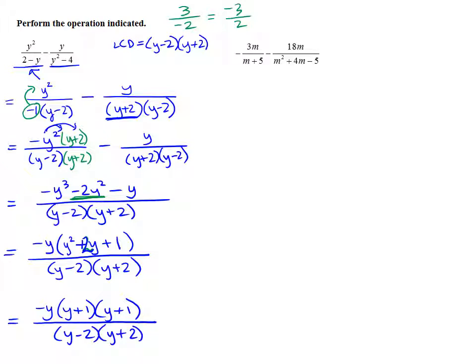So we were able to factor not only something common, but we were able to factor the trinomial that was left as well. But did it help us? No, because we do not have any common factors here. Y plus 1 in the top, y minus 2 in the bottom. Those are not the same.